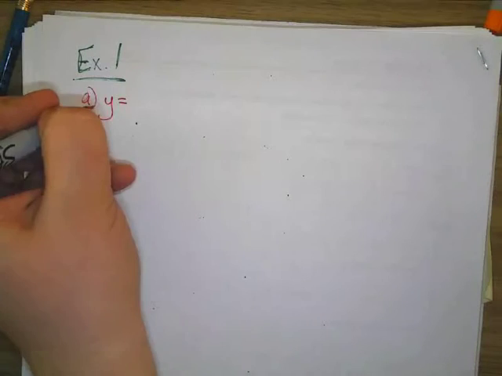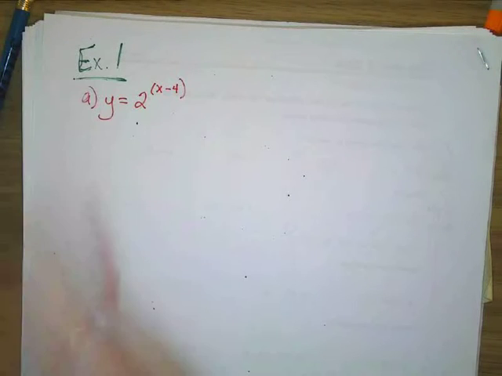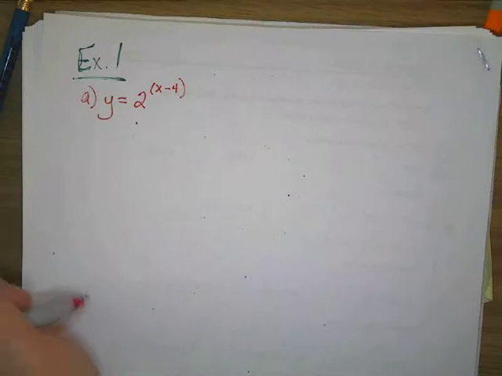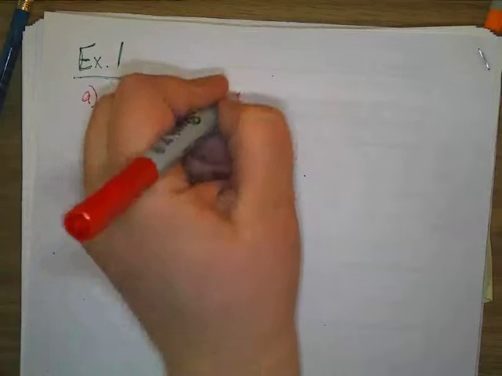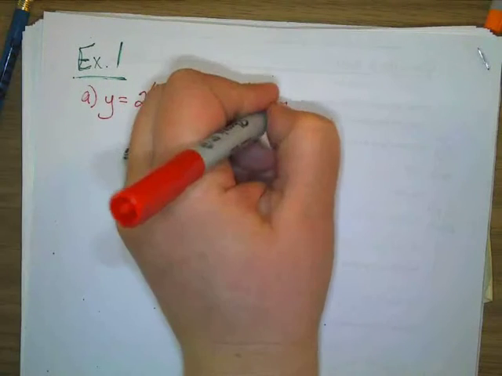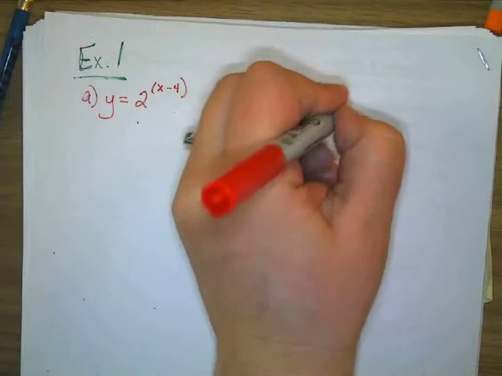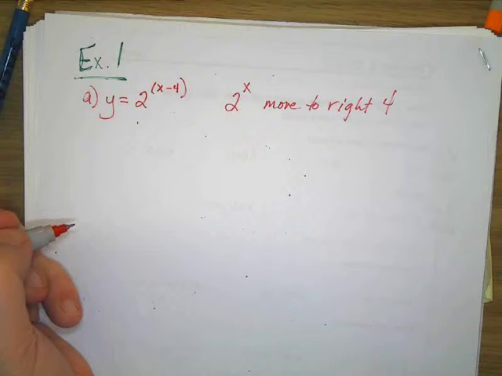So let's look at this. y equals 2 to the x minus 4. So what's the minus 4 going to do to the parent function of this? What's going to happen? Move it to the right 4. It's going to move to the right 4 units.